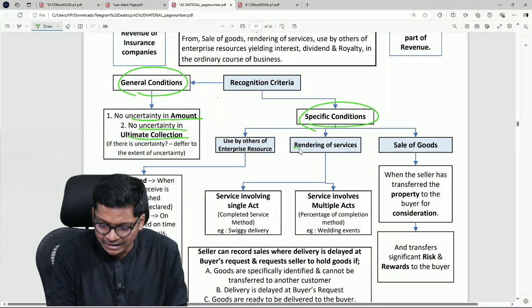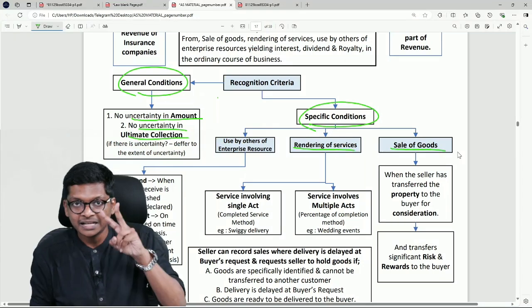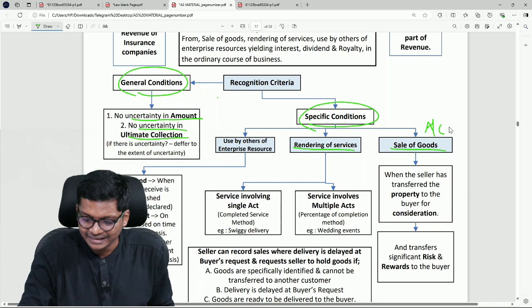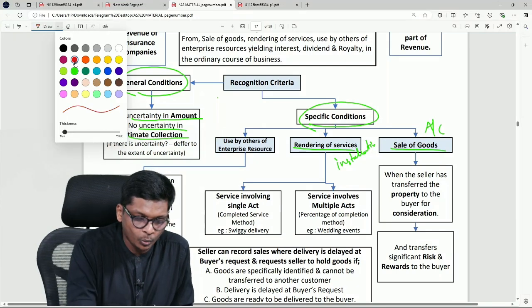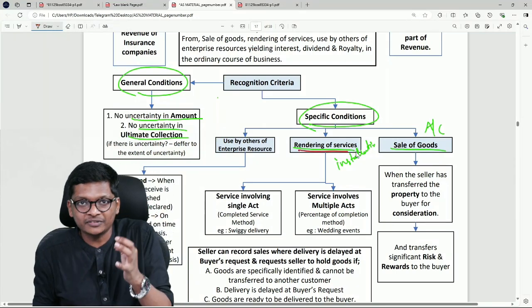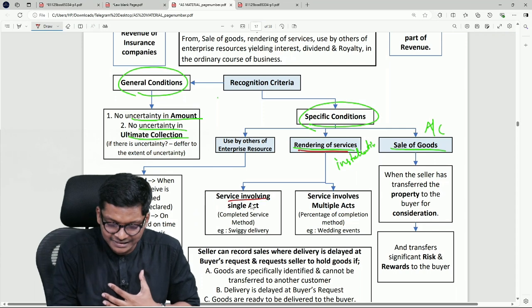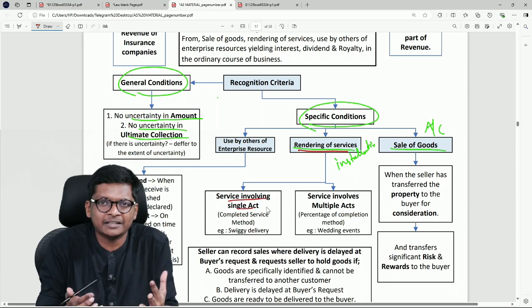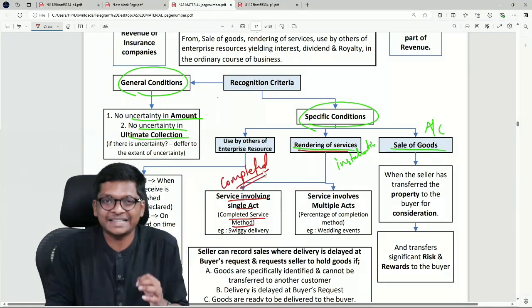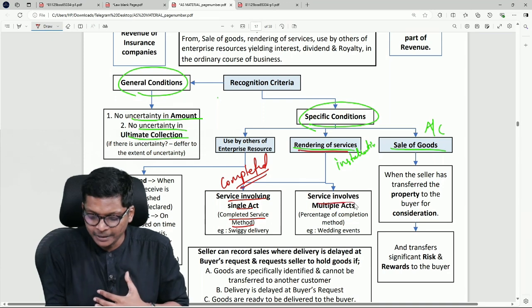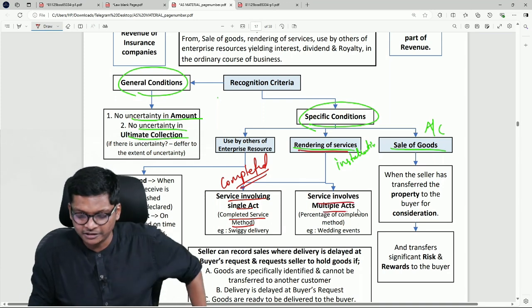Specific condition: rendering of service and sale of goods. Here two things are there. AC is sale of goods, installation is rendering of service. What is the standard saying for rendering of service? Service involving a single act, one time act like Swiggy delivery or watching a movie, you will use completed service method. So once the service is completed, you will recognize the revenue. Multiple acts, proportionate percentage method.